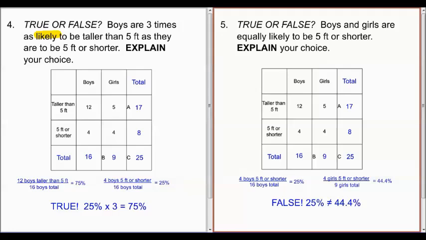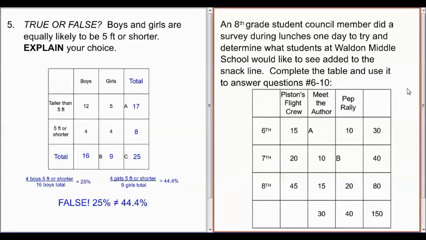So we really need relative frequencies, also known as percents, to be able to do these problems. All right, so we move on to the next survey here. An 8th grade student council member did a survey during lunches one day to try and determine what students at Walden Middle School would like to see added to the snack line. Complete the table and use it to answer questions 6 through 10.